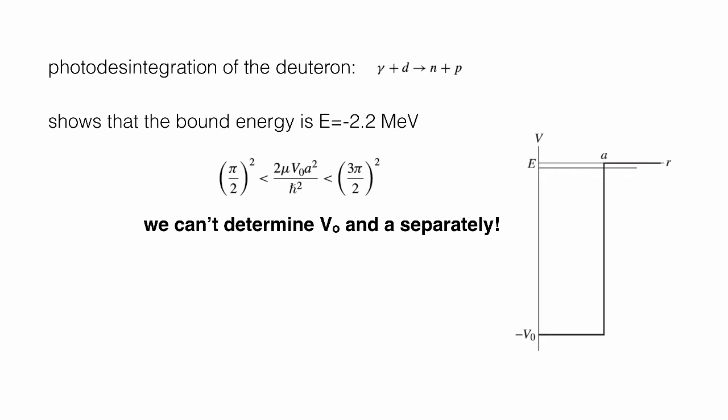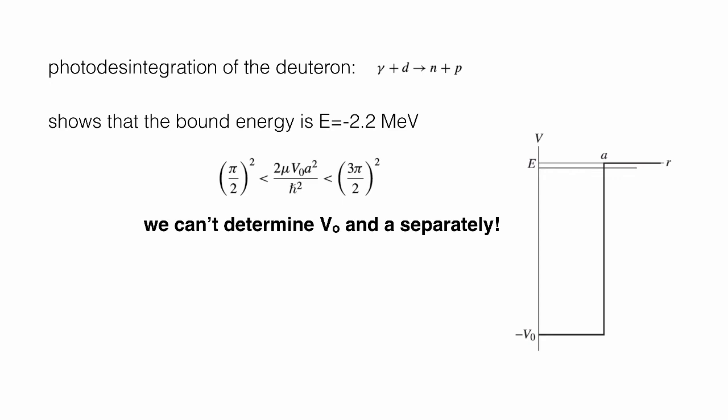So let's think a little bit about what we are trying to do here. We came up with this model for the deuteron system, and we realized that this model is not sufficient to understand everything from first principles. Instead, we can only determine V0 and A at the same time, right? This is what this equation is. We only have one equation for two unknowns, V0 and A.